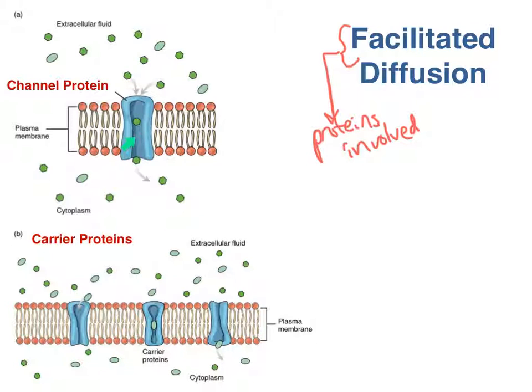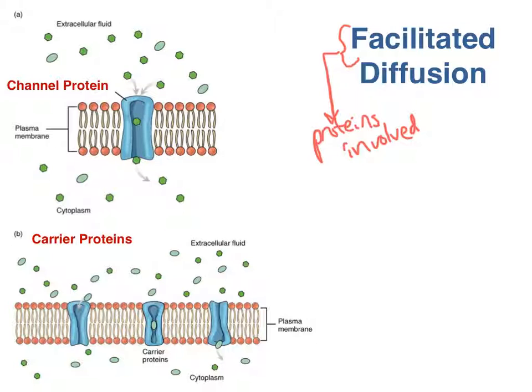Channel proteins are often used for ions, although there are channel proteins that allow water to pass through the membrane called aquaporins. And they select what passes through that channel protein basically according to size and according to charge. So they're not incredibly selective. But usually they will only allow ions of a particular charge or size through.